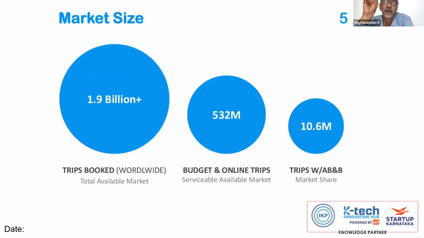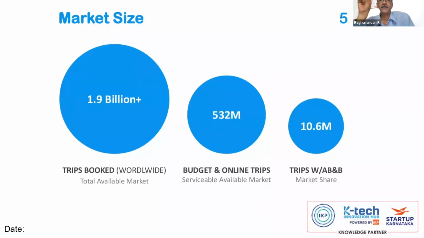Airbnb looks at providing accommodation with locals, right? So which means typically somebody is going to try and book online, and they are trying to look for a budget option. They're not trying to look for a 7-star or a 5-star or a big hotel kind of accommodation. So there'll be a total serviceable available market, which is about 532 million. This was Airbnb's case when they started off, almost 10 years back, I guess.